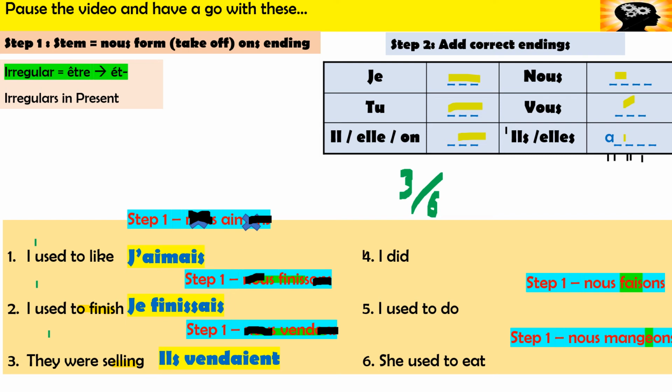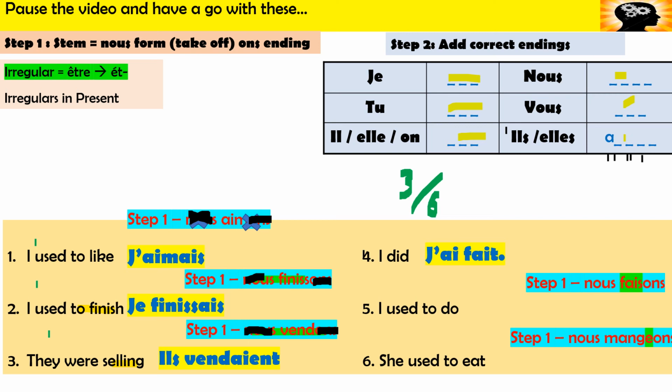Number 4, what's wrong with number 4, people? It's a trick question. Why? Have you fallen for the trap? Look at 4 and 5 and the difference. 4 is a completed action in the past. So you don't use the imperfect, use the perfect. You need j'ai fait. I did or I have done. Tricky.